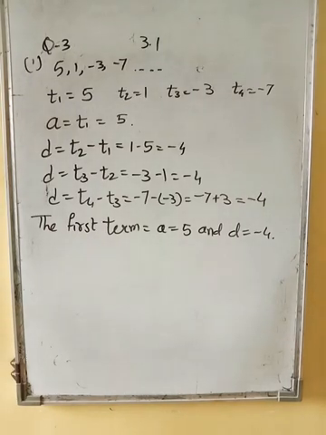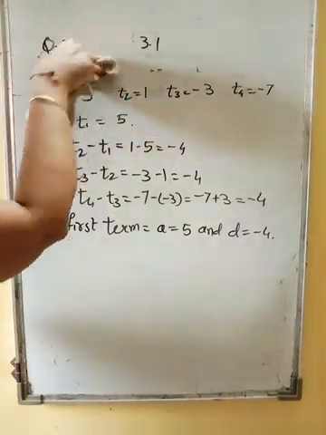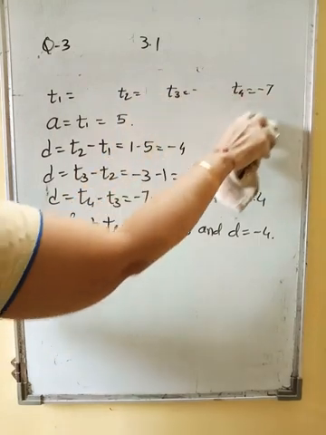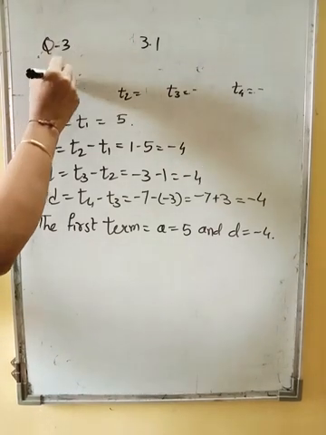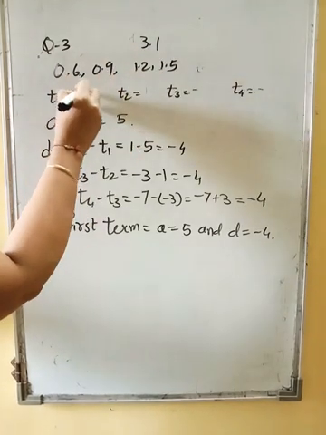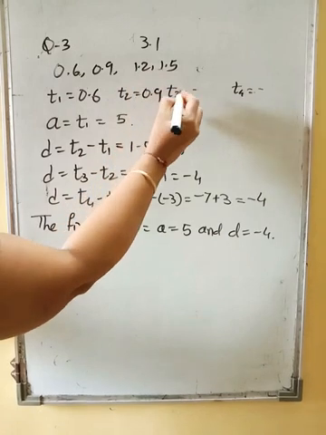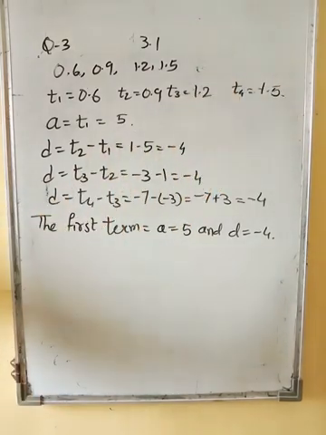Second question is 0.6, 0.9, 1.2, 1.5. Okay, so let us write down that. For that, please write down the sequence and T1, T2, T3, T4 सब लिखो. So we have 0.6, 0.9, 1.2, 1.5. So 0.6 is your first term, 0.9 is your second term, 1.2 is your third term, 1.5 is your fourth term.